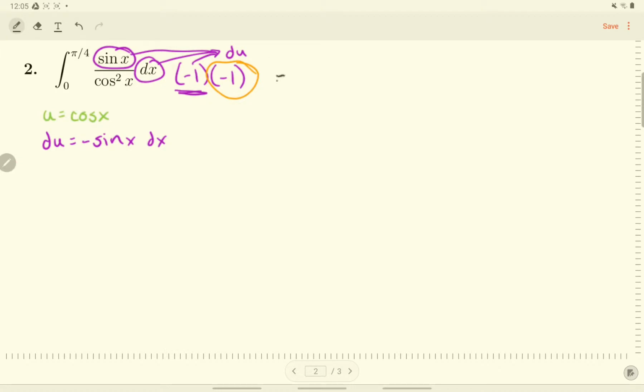All right, so the negative we didn't use is out front. Ignore the endpoints on your integral for a second. I used up my numerator, so I have 1 left. Cosine squared becomes u squared. Everything else got used to create du, to balance du.